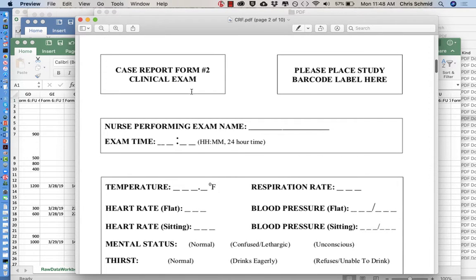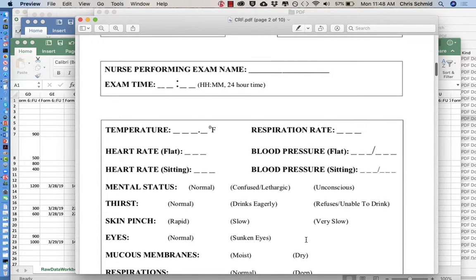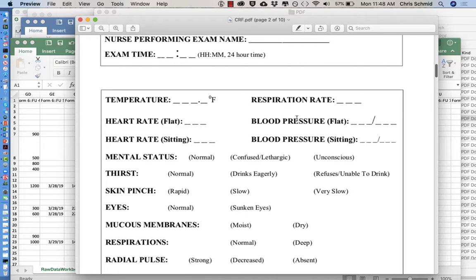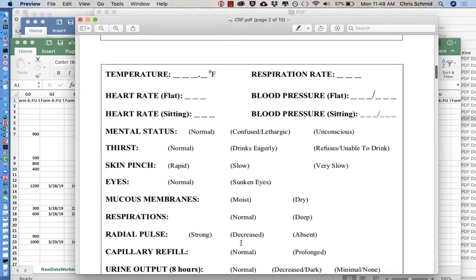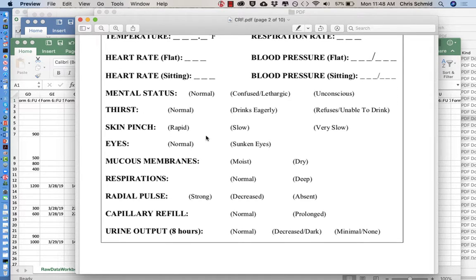So case report form 2 is the clinical exam, the nurse who provides the exam, when the exam was given, and then this is all information from the exam. What's their temperature? What's their respiration rate? What's their heart rate? What's their blood pressure? What's their mental status? These are all the clinical variables that we're interested in collecting data on. So the idea is if they are refusing drink and their skin returns to normal very slowly, and they have sunken eyes, and their mucous membranes are dry, these are all indications that they may be severely dehydrated.